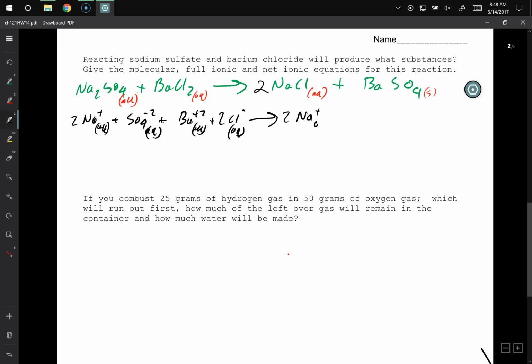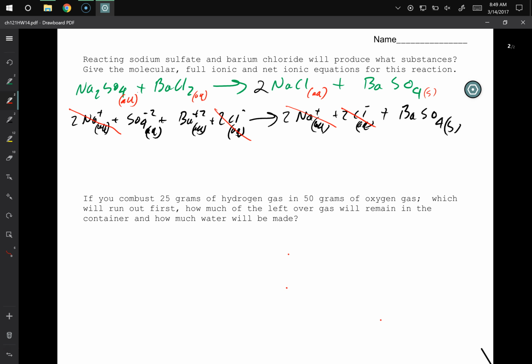I get rid of the spectator ions. And which ones are those? This sodium, 2 Na plus aqueous, 2 Na plus aqueous. So that's a spectator ion since it's the same on both sides. Now what? The chloride, 2 Cl minus aqueous, 2 Cl minus aqueous. Exactly the same on both sides. So those didn't react at all, because a chemical reaction is a change in the formula, right? And there's no formula change for those. They're just sodium ions and chloride ions on each side.